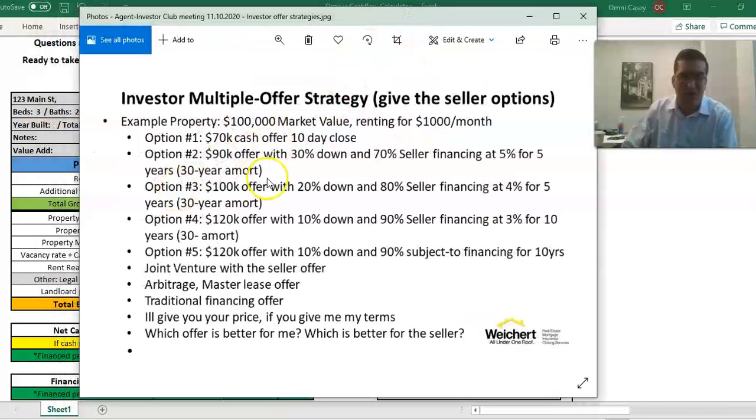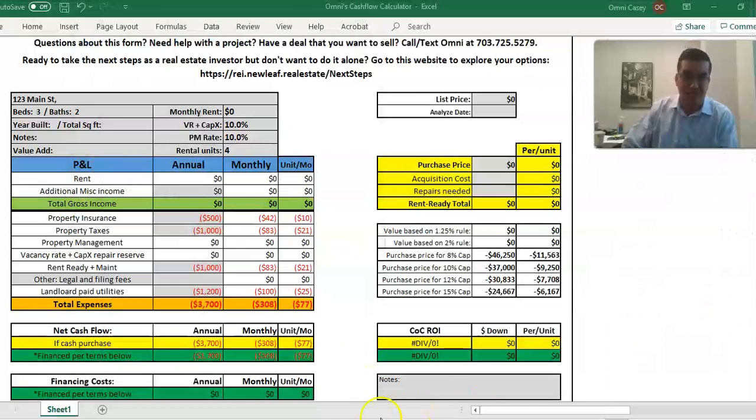We can make a cash offer. We can make a traditional financing offer. We can make a seller financing offer. So we're going to go down the list of a few of these. So let's say I want to offer them full price.